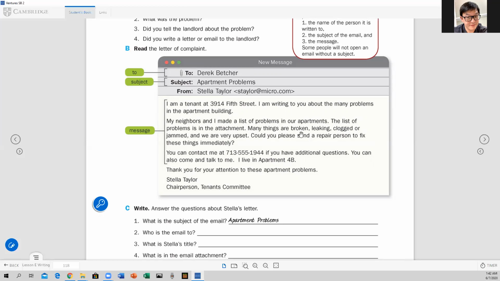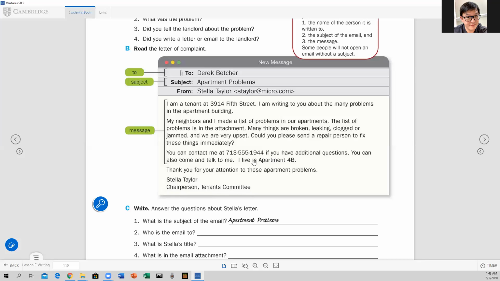Continuing, many things are broken, leaking, clogged, or jammed, and we are very upset. Could you please send a repair person to fix these things immediately? You can contact me at 713-555-1944 if you have additional questions. You can also come and talk to me. I live in apartment 4B. Thank you for your attention to these apartment problems. Stella Taylor, chairperson. Chairperson is kind of the leader, the president, okay? Tenant committee.